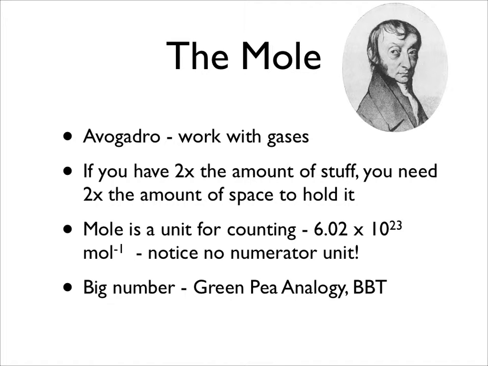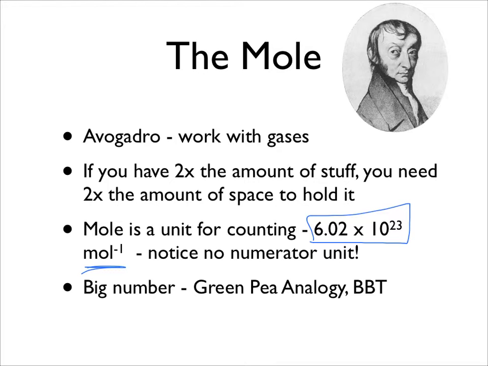Okay, so one mole of anything is 6.02 times 10 to the 23rd per mole. That's mole to the negative one. Notice there is no numerator unit. This allows us to put whatever we want in the numerator. Okay? So this is a really, really gigantically enormous number. It is such a big number that we have a hard time understanding the size of this number.